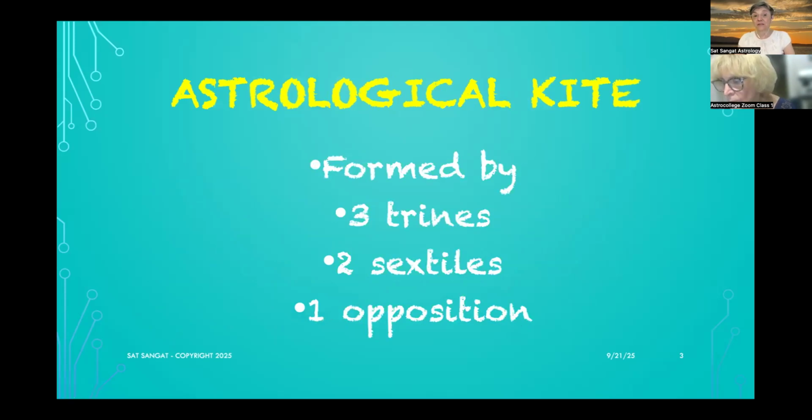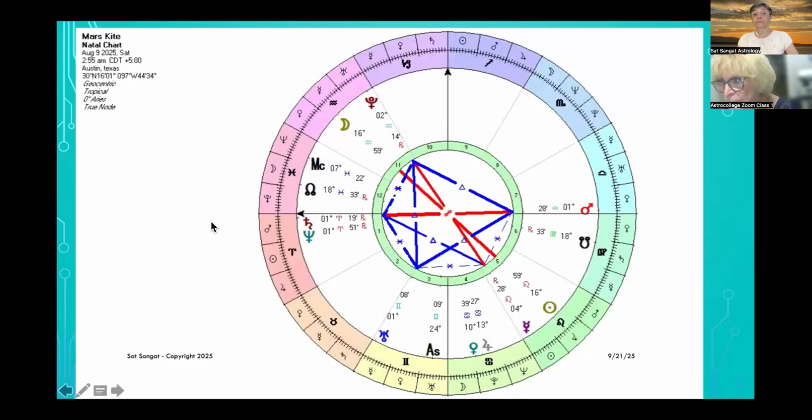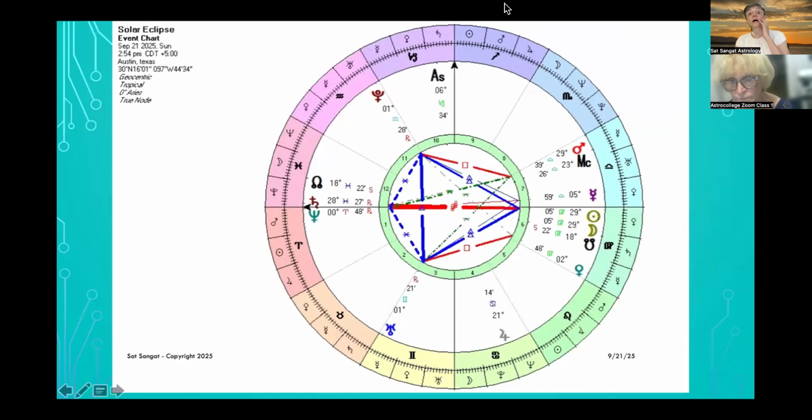Now, what is an astrological kite? Just the essentials: it is a geometric configuration in the sky with a combination of several angles, three trines, two sextiles, and one opposition. And Lynn will explain all about it. So now I will allow Lynn to share everything that she's prepared to share with us. So Lynn, I stop share and then you go ahead.